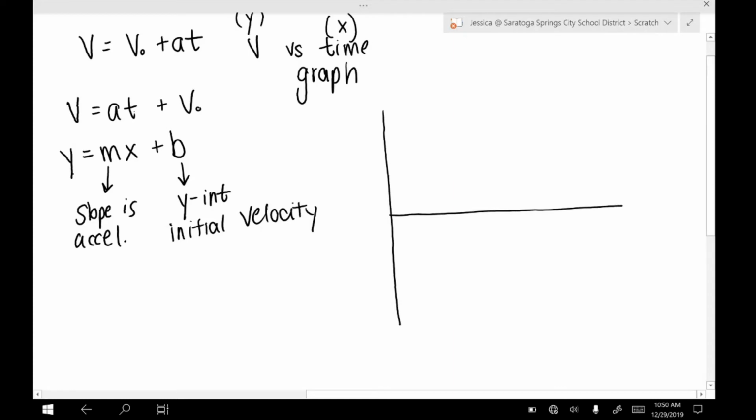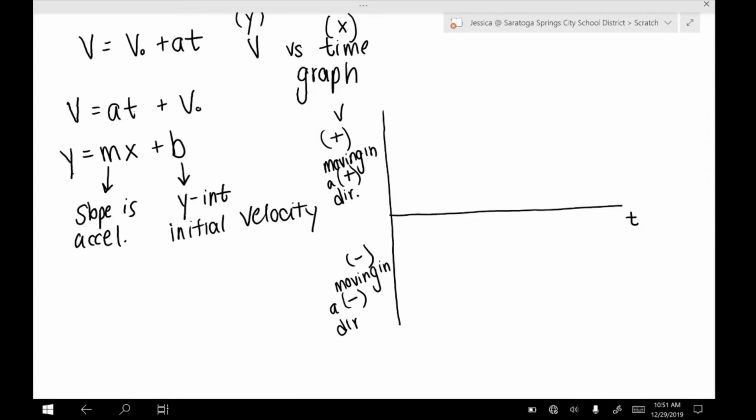So velocity versus time, velocity is a vector, so the object can either have a positive velocity or negative velocity. Positive velocity means the object is moving in a positive direction, so right, up, north, east. Negative velocity means we are moving in a negative direction, so left, down, west, south. So positive doesn't mean speeding up. Negative doesn't mean slowing down. Positive just means moving to the right. Negative, moving to the left.